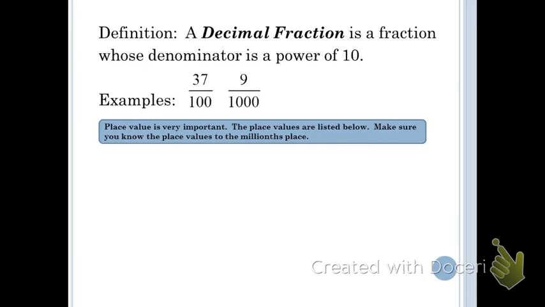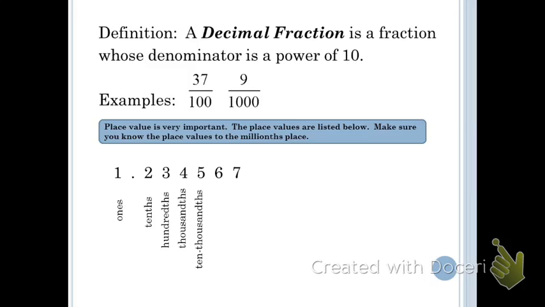Place value is very important. The place values are listed below. Make sure you know the place values to the millionths place. Notice the place values to the right of the decimal point, tenths, hundredths, thousandths, ten-thousandths, hundred-thousandths, millionths, all end with THS.